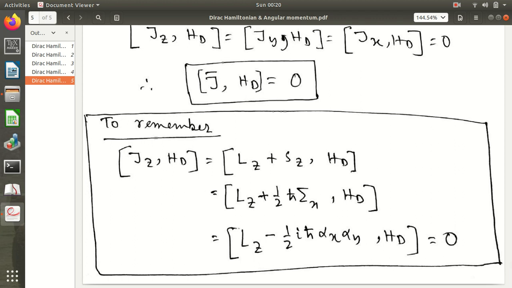So the Dirac Hamiltonian directly introduces the electron spin. We do not need to consider the spin of the electron in an ad hoc manner, as we have done in non-relativistic calculations. The spin of the electron comes directly in the relativistic formalism through the Dirac Hamiltonian. We end here.